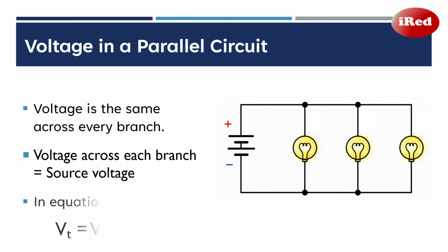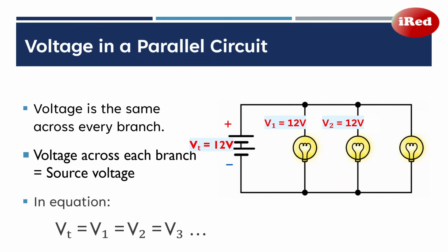In equation, the total voltage is equal to the voltage across the first branch, which is equal to the voltage across the second branch, also equal to the voltage across the third branch, and so on. So if the voltage source in the circuit is, for example, 12 volts, then the voltage across the first branch is also 12 volts, second branch also 12 volts, and across the third branch is also 12 volts. This is one of the key differences between series and parallel circuits.